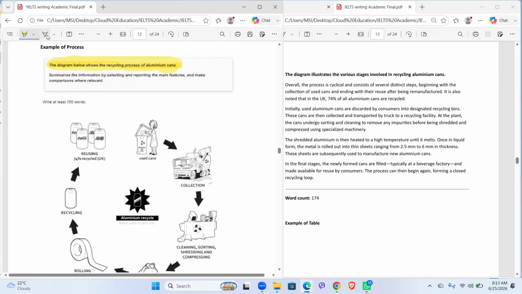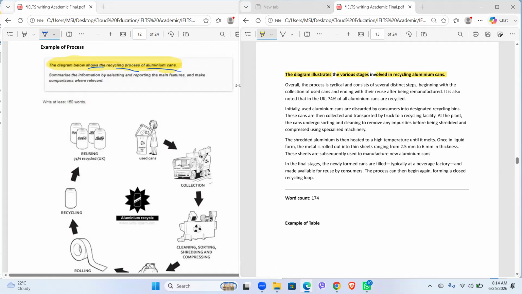The diagram below shows the recycling process. First paragraph case: the diagram illustrates the various stages involved in recycling aluminum cans. Okay, this is the paraphrase.